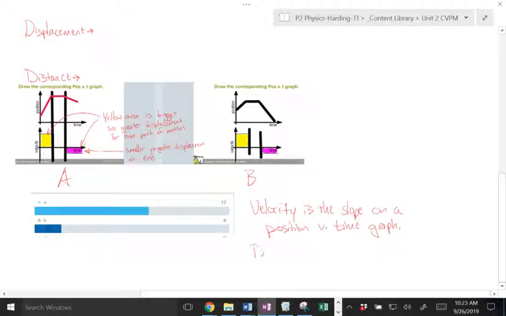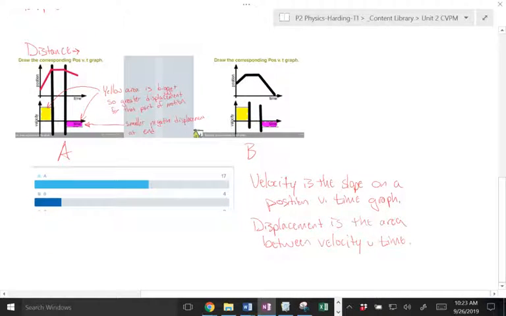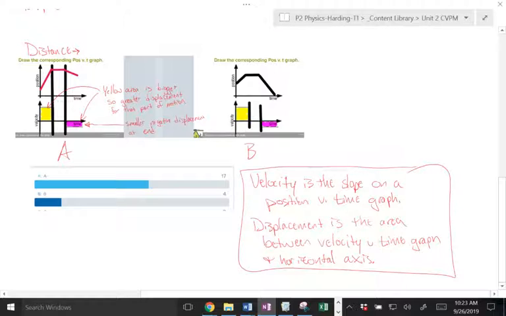and then the other big idea is that displacement is the area between the velocity versus time graph and the horizontal axis. Okay? That's like big idea number one, big idea number two. That is this unit in a nutshell. Quiz tomorrow, so come ready for that.